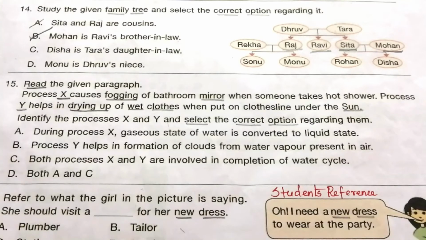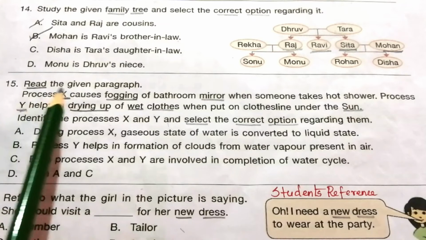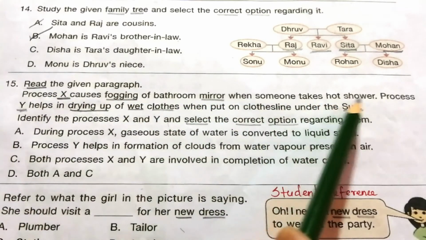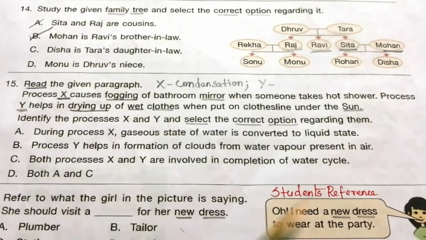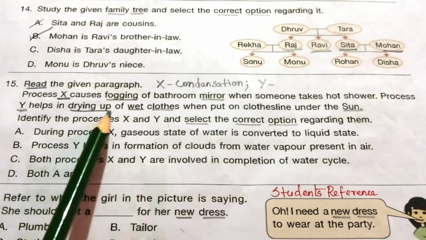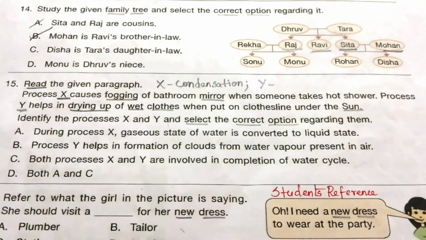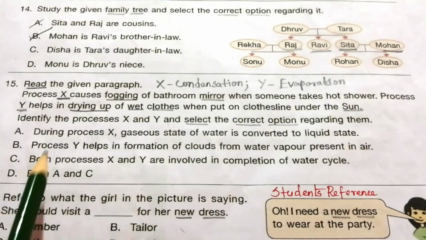So to find the answer, first we have to identify the process X and Y. Process X causes fogging of bathroom mirror when someone takes hot shower. So process X is a condensation process. Process Y helps in drying up of wet cloths when put on cloths line under the sun. So process Y is evaporation process. Now we will check the options one by one.